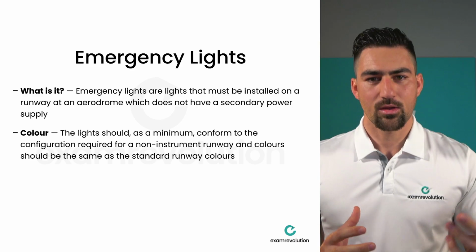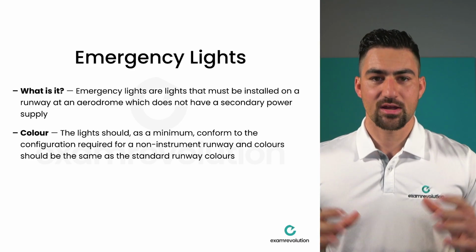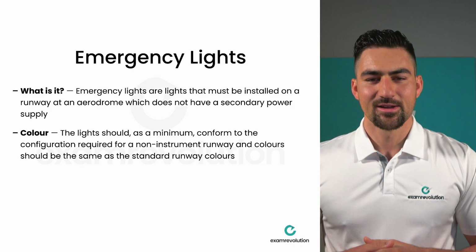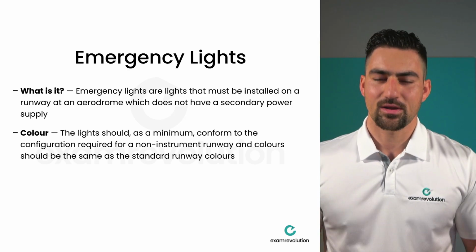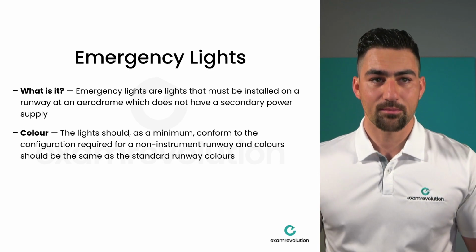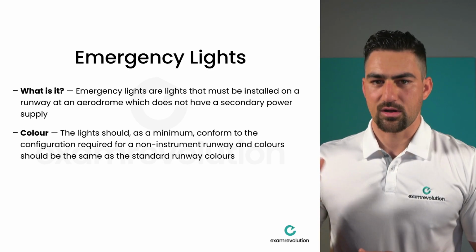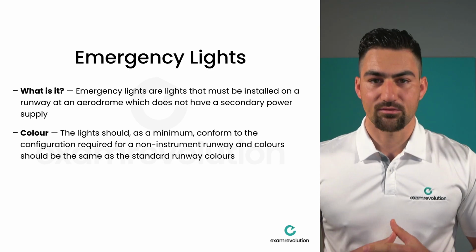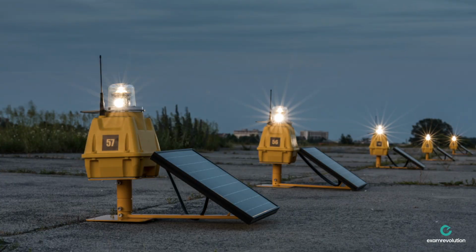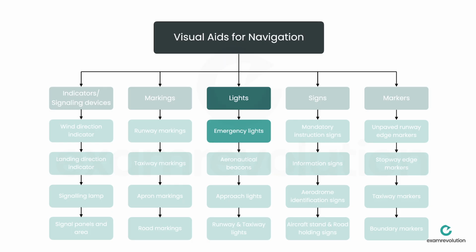So at an aerodrome where there is no secondary power, they actually should have two sets of lights. The main lights, and then once the power goes out and those main lights cannot run anymore, they must have backup lights, which obviously work with either solar panels or batteries or whatever the case might be. And these are an example of backup lights. You can see they've got little solar power panels. And then obviously that's how they can act as backup power. So that is emergency lights.